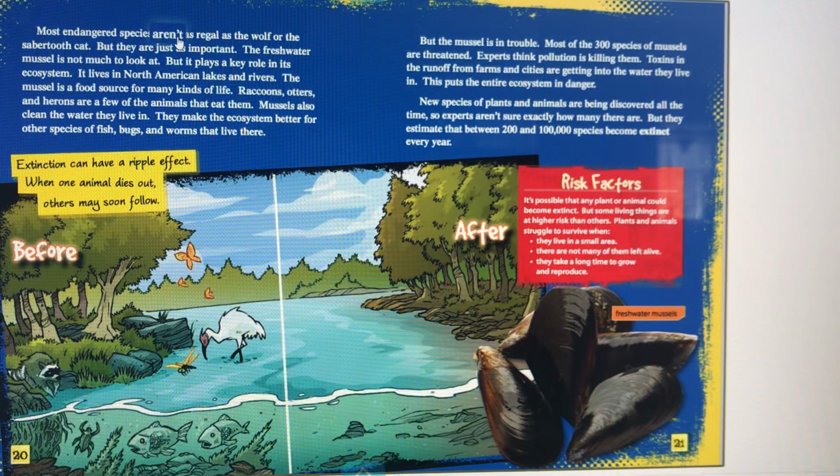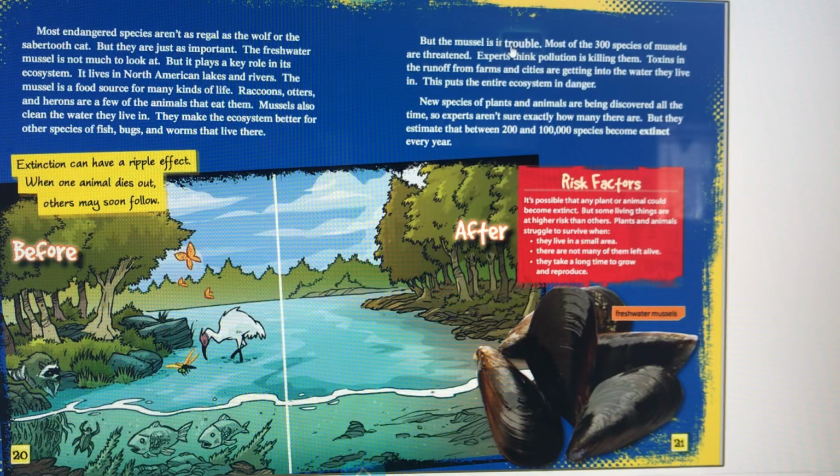Most endangered species aren't as regal as the wolf or the saber-toothed cat, but they're just as important. The freshwater mussel is not much to look at, but it plays a key role in its ecosystem. It lives in North America's lakes and rivers. The mussel is a food source for many kinds of life. Raccoons, otters, and herons are a few of the animals that eat them. Mussels also clean the water they live in. They make the ecosystem better for other species of fish, bugs, and worms that live there.